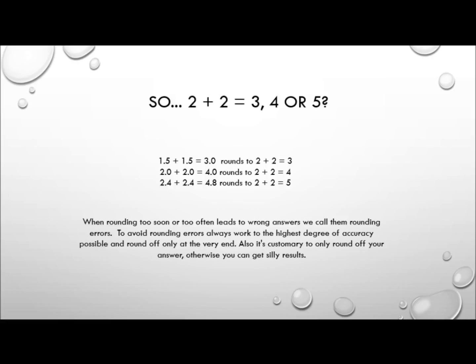1.5 plus 1.5 is equal to 3.0, and if you round that, that's effectively saying 2 plus 2 equals 3. And if you take your measurements 2.0 plus 2.0 is equal to 4.0, well, if you round that, you get 2 plus 2 equals 4. And if you take the measurement 2.4 plus 2.4 and add those together, you get 4.8, which rounds to 2 plus 2 is equal to 5. When you round too soon or too often, this leads to wrong answers, and we call them rounding errors.